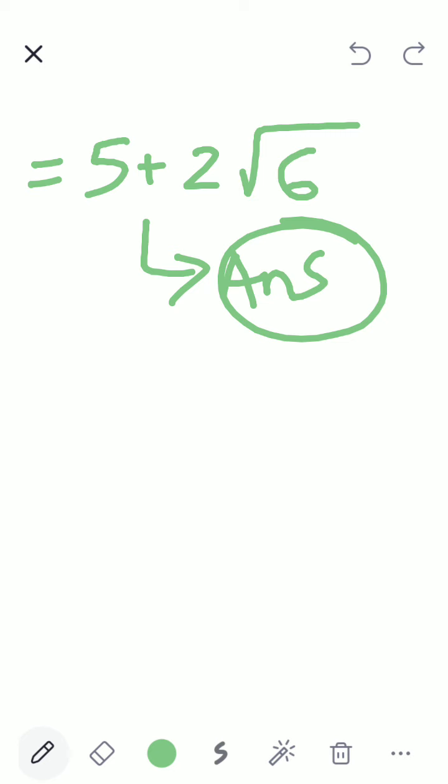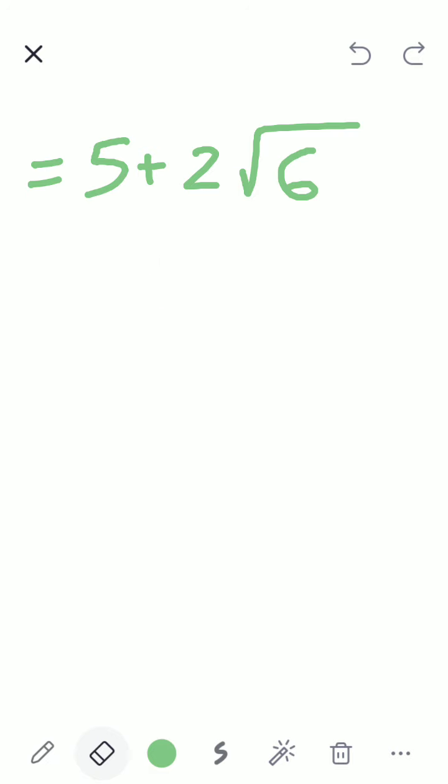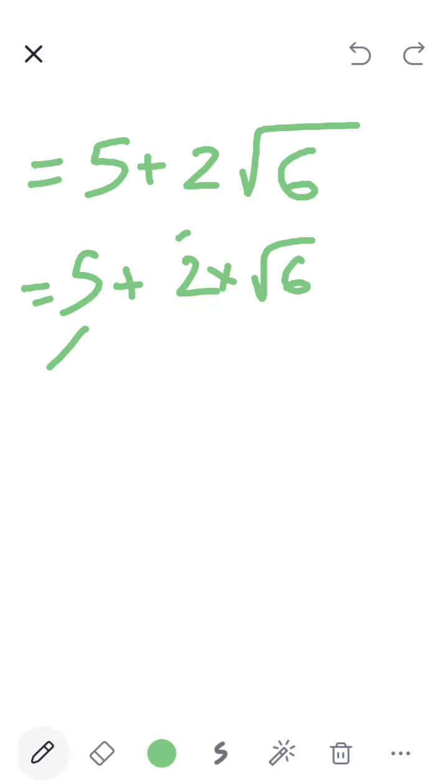Child, how can you add 5 plus 2? Yeah, again, we are doing the same mistake. Can I add? Now, see, I have 5 plus 2 multiplied by root 6. Can I add 5 and 2? I cannot add because there's a multiplication sign. We can't add because this is different and this whole entire thing is different. They are not friends.